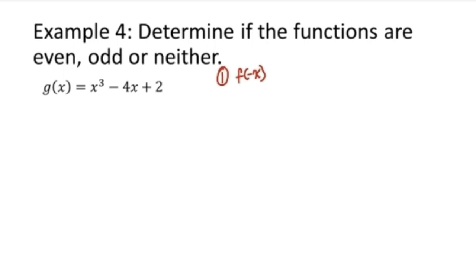But just like in the previous problem, we're going to test to see if g of x is even by first evaluating g of negative x. One thing to note, even though in the definition of even or odd, we use f of x, it doesn't matter what we name the function.